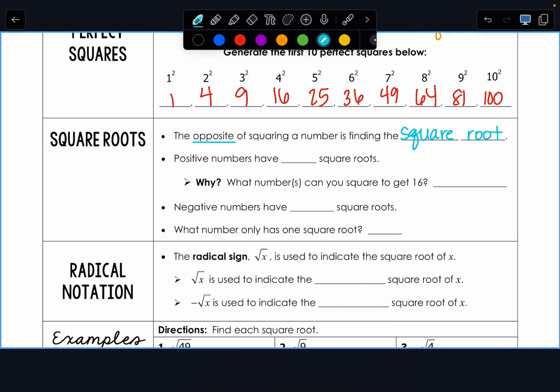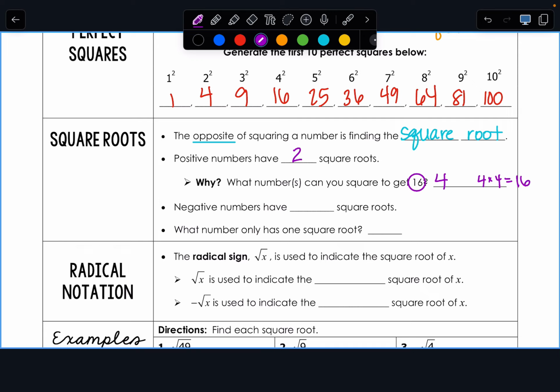Okay, so all positive numbers are going to have 2 square roots. Okay, let's think about that. What number squared gives us 16? Okay, so 4, because 4 times 4 is 16.